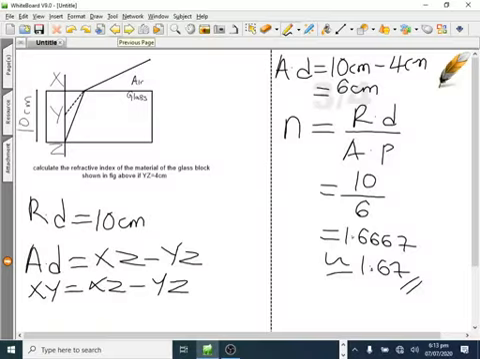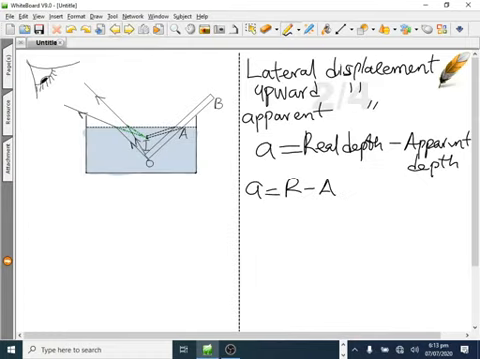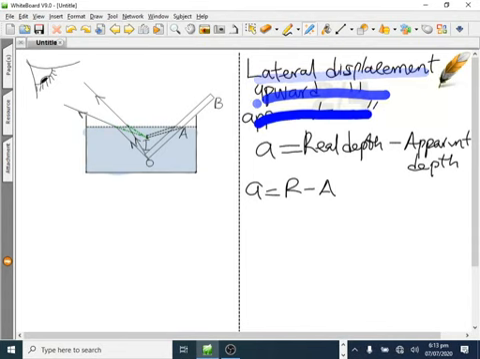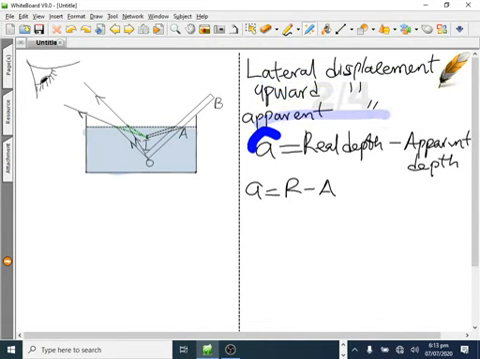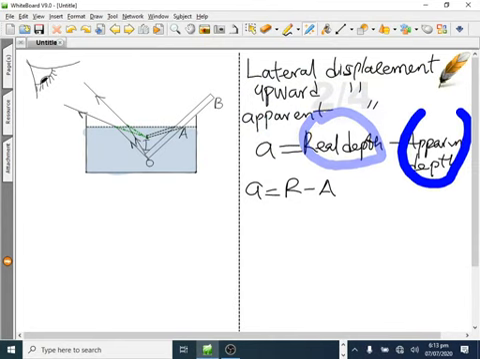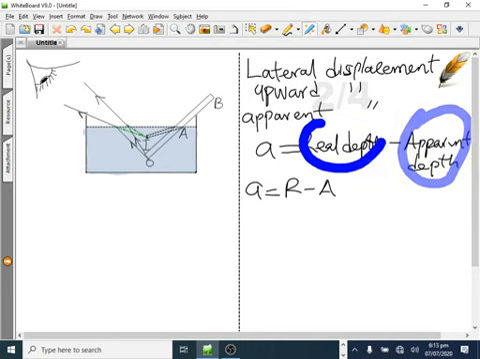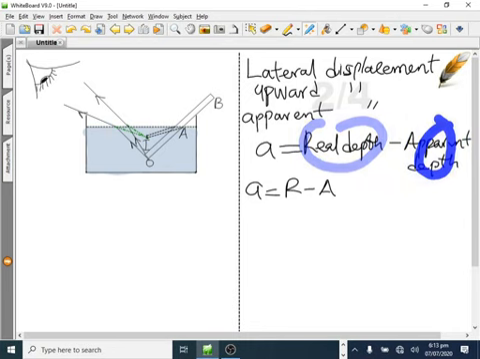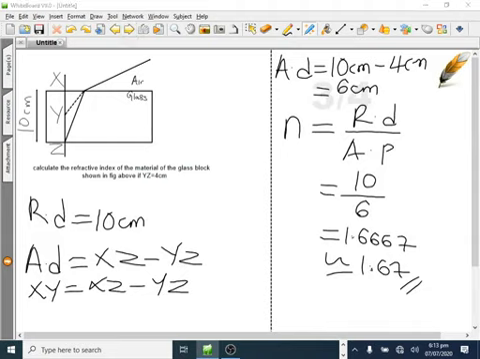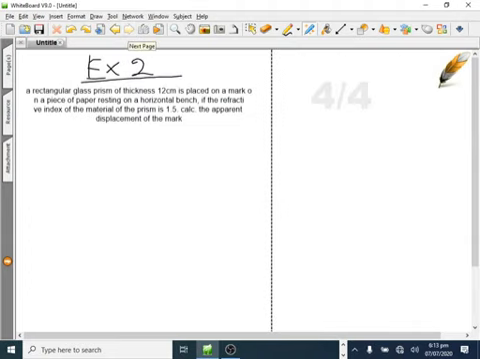Remember earlier I told you something about your lateral or upward displacement. Where did I mention it? I said look at it over here. I told you that you can have a lateral displacement or upward displacement or apparent displacement, which is small letter a, equal to your real depth minus your apparent depth. Looking into this, let's write the formula. Let's start the solution proper. Let's write solution.